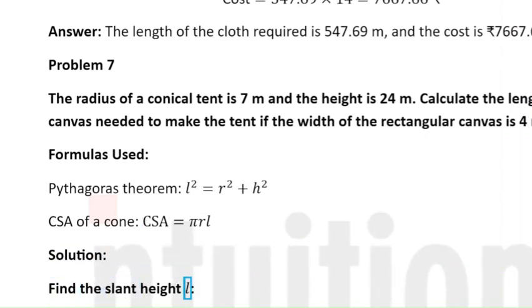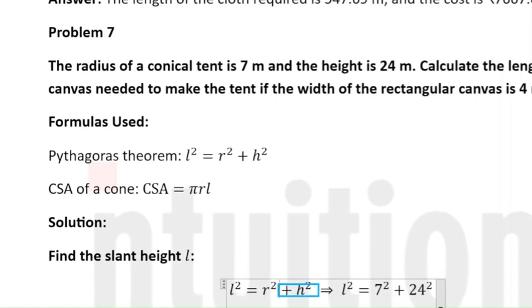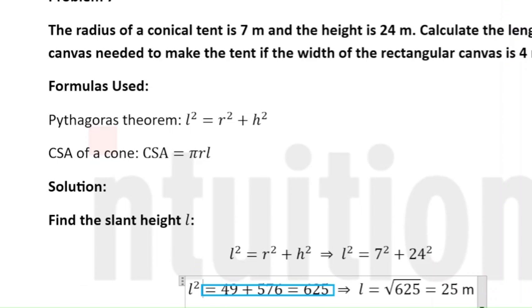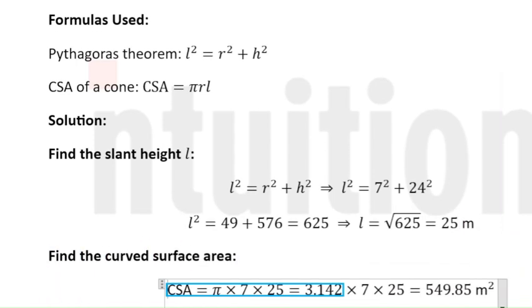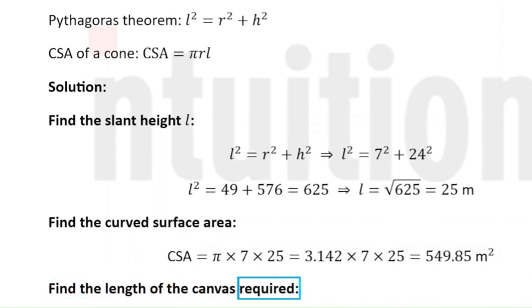Solution. Find the slant height L. L squared equals R squared plus H squared implies L squared equals 7 squared plus 24 squared. L squared equals 49 plus 576 equals 625 implies L equals square root of 625 equals 25 m. Find the curved surface area. CSA equals pi times 7 times 25 equals 3.142 times 7 times 25 equals 549.85 m squared.